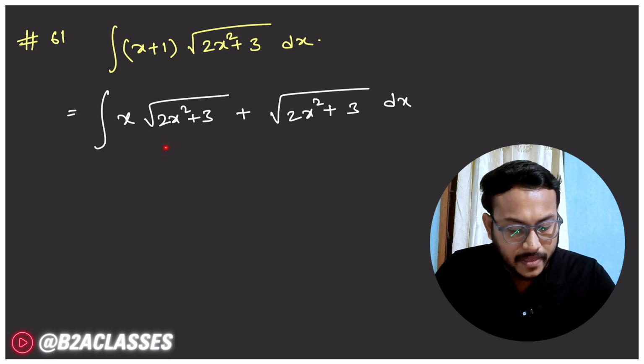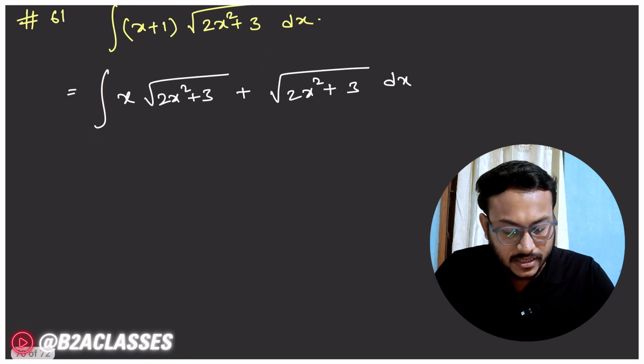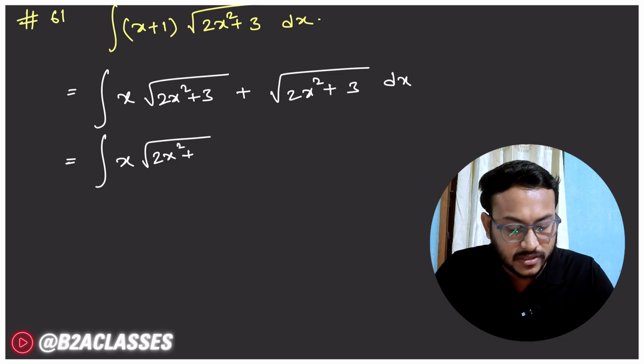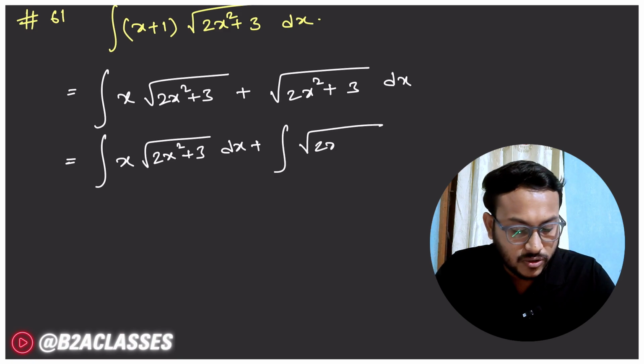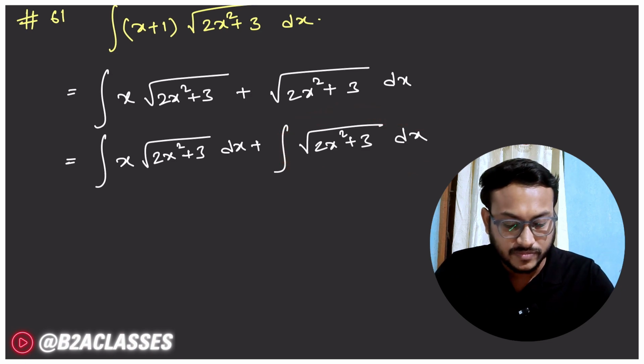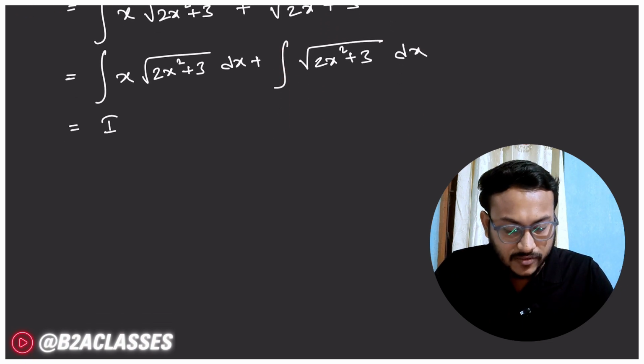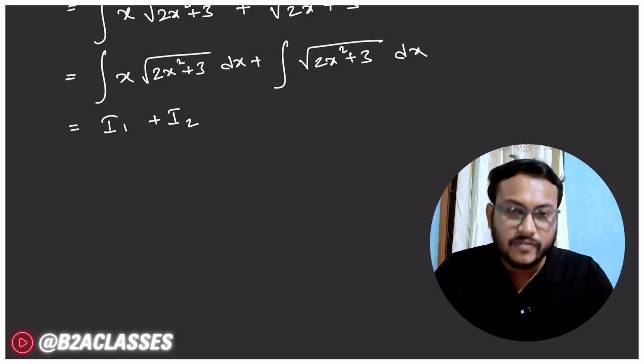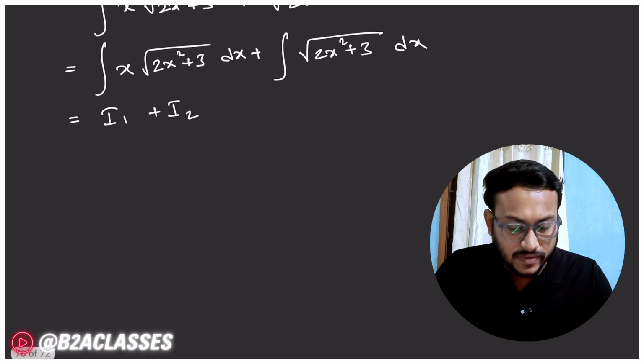So in the first step, I have multiplied this inside this bracket with both terms. So I got this. Now, since there is a plus here, we will apply this integration on both terms. So I will get integration of x into root over 2x square plus 3 dx plus integration of root over 2x square plus 3. Okay, now we will denote the first integration as I1 and the second integration as I2, so the integral equals I1 plus I2. Now we will solve these integrations separately. First we will solve I1.